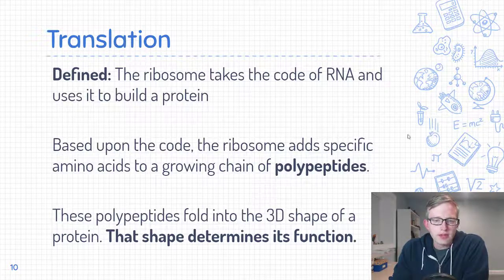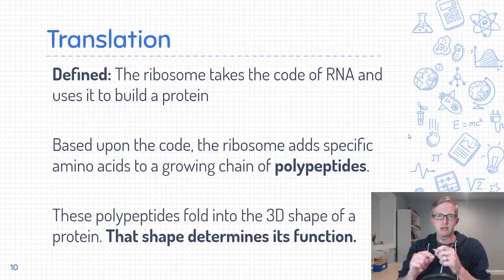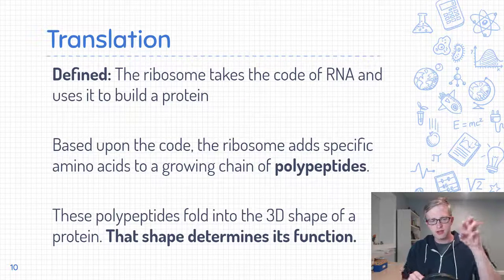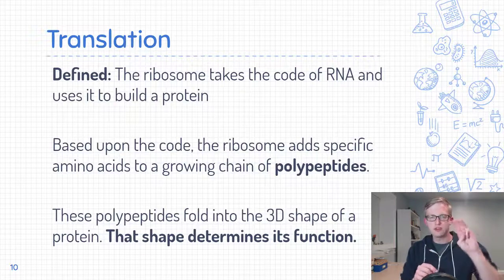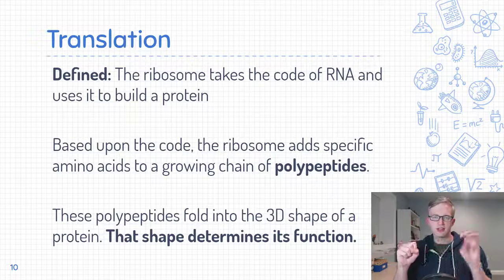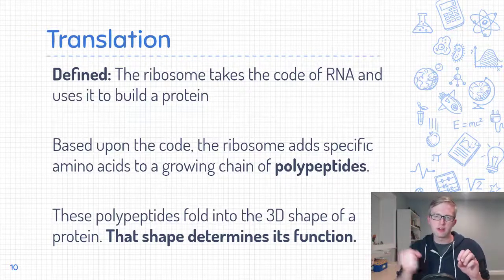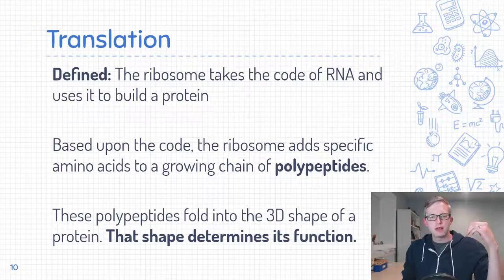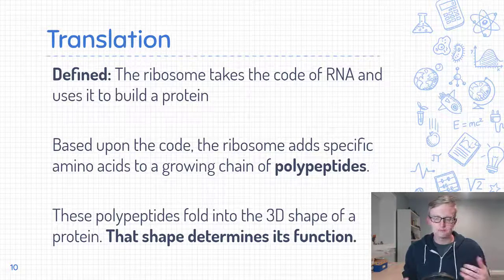So based upon that code, the ribosome adds specific amino acids to a chain. So it'll take little sets of 3 RNA nucleotides. So 3 at a time, it'll take those and say, okay, well, it's these 3 letters, so that is this amino acid. And then it gets the next 3, and it says, okay, that's this next amino acid, and this next one, and this next one. Those sets of 3 are called codons, or sometimes called triplets.